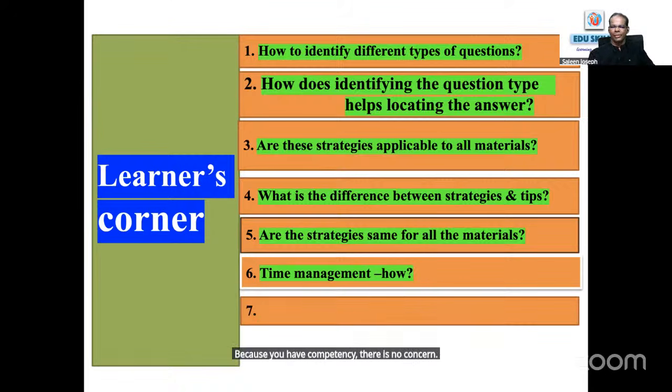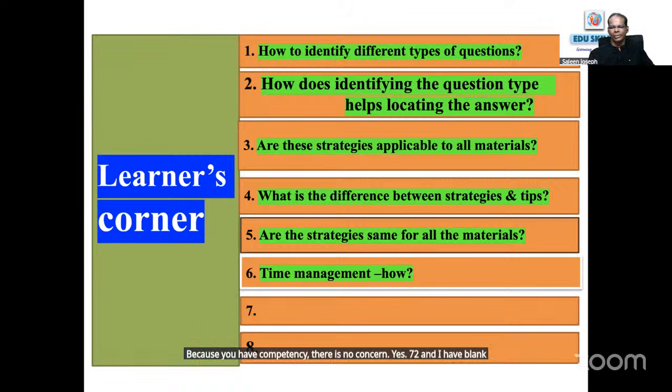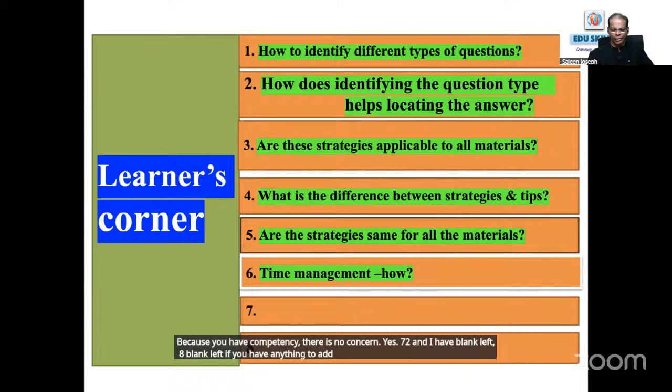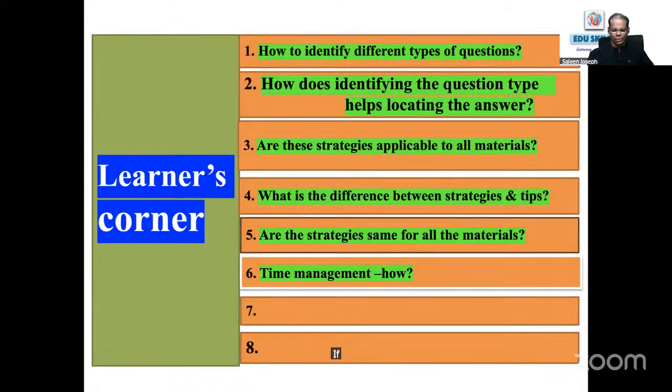Yes. 7th one, I have a blank left. 8th blank left. If you have anything to add, you can add it now. If you want to know something. By knowing the tips and strategies, time management. Yeah, by knowing the tips and strategies.